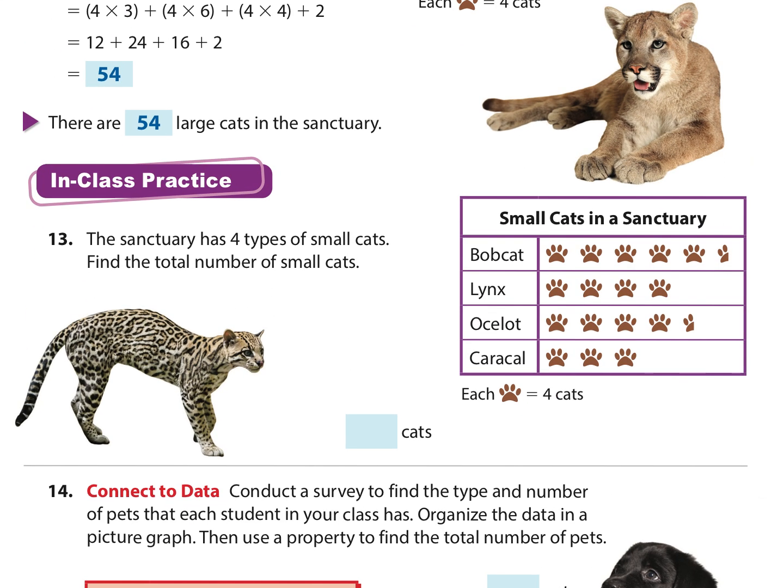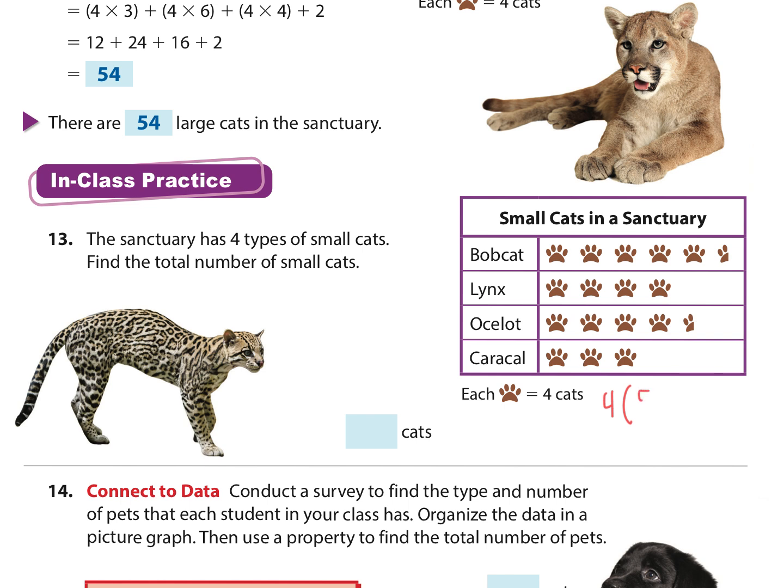All right, so let's look at our own example that we're going to complete together. The sanctuary has 4 types of small cats this time. And a paw print still represents 4. But I have 4 cats that I'm comparing. So I want to find the total number of small cats. So we're going to set this up just like our example above. But I'm going to have 4, and I'm going to multiply it by how many? 1, 2, 3, 4, 5.